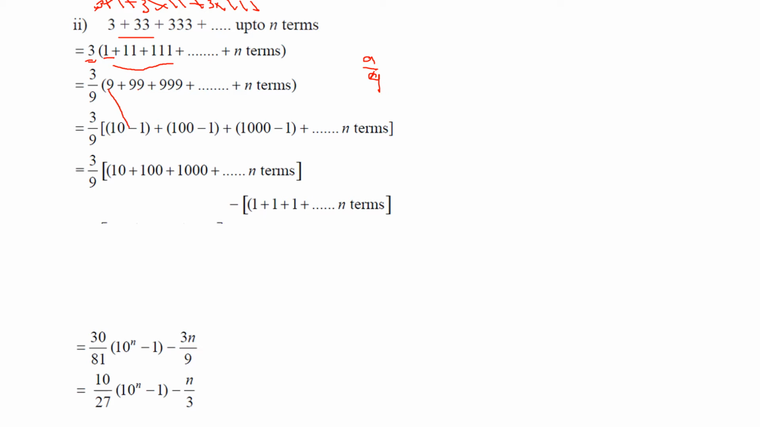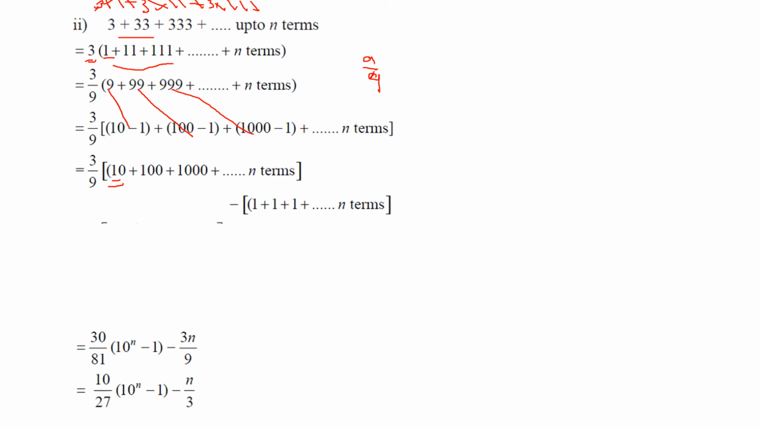99 is 100 minus 1, 999 is 1000 minus 1, etc. n terms. After that you can separately write 10 plus 100 plus 1000 etc. n terms in one bracket, and minus 1 plus 1 plus 1 etc. n terms, taking minus common. After this we can use the GP formula.